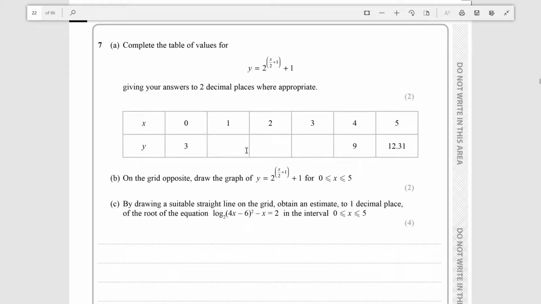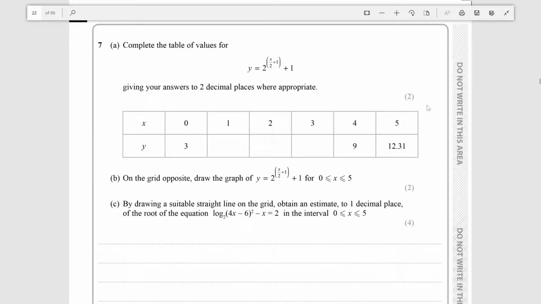Hello everyone, today we're going over question 7 in paper 1 for the sample assessment material for further pure maths. Now, this is a question about graphing, and to study this kind of question you would look at topic 4 because that is the graphing part of the syllabus, if I'm not mistaken.